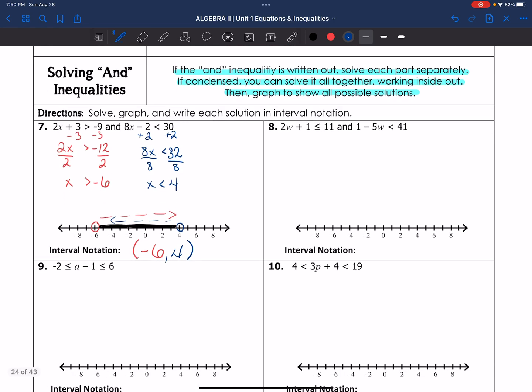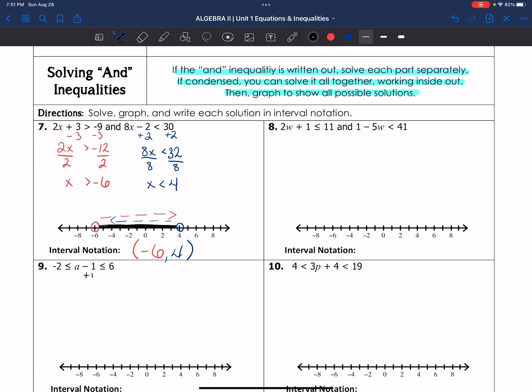Now, what if it was like we see here in example number 9, where it is in this condensed version? Well, like it said here, you can solve it all together, working inside out, and then graph to show the possible solutions. Well, what does that look like? Ladies and gentlemen, it has my variable here with the minus 1. So how am I going to get that variable by itself? How am I going to go about doing that? Well, I would need to add 1, right? I would need to add 1.